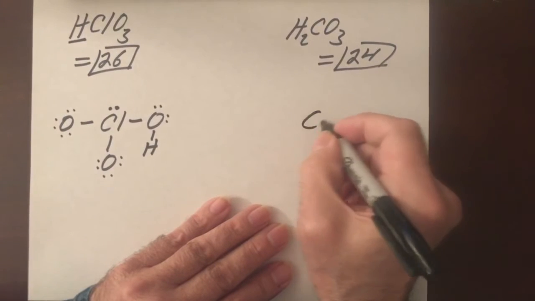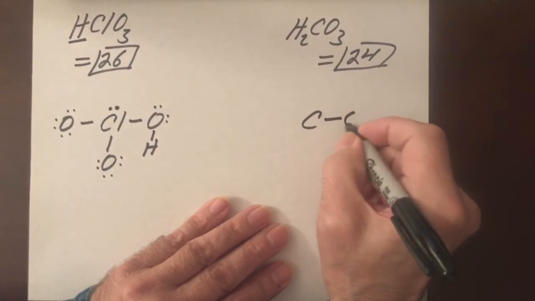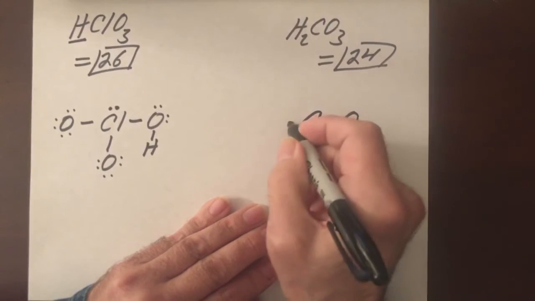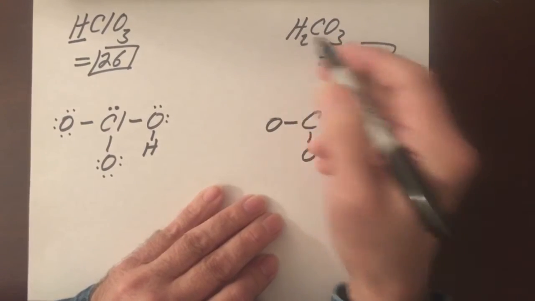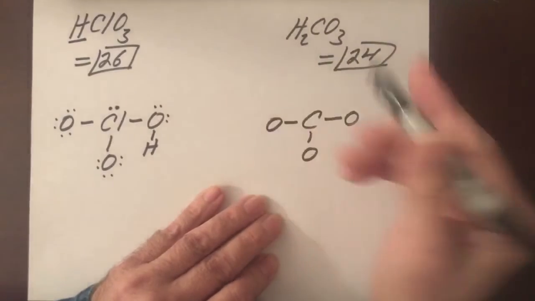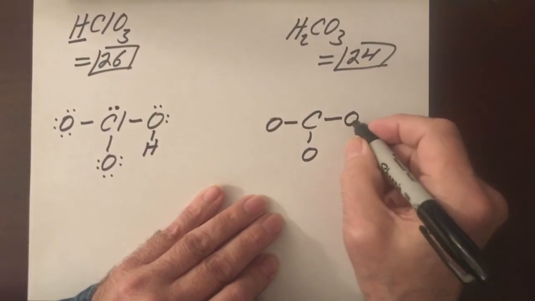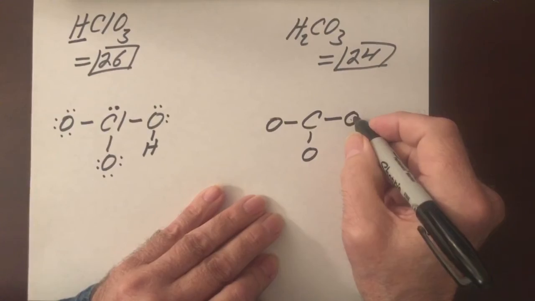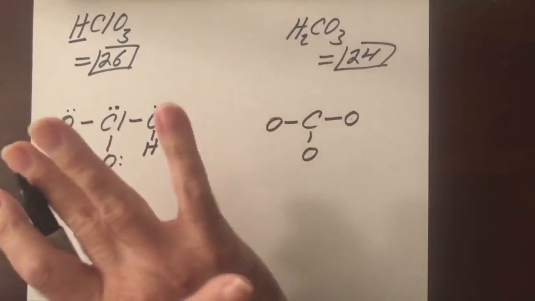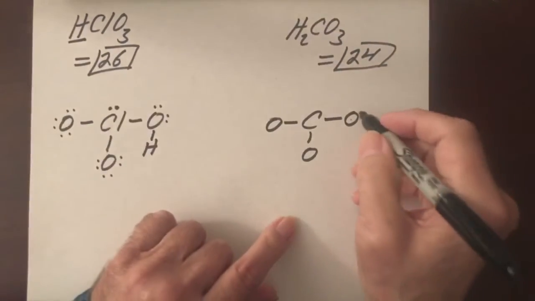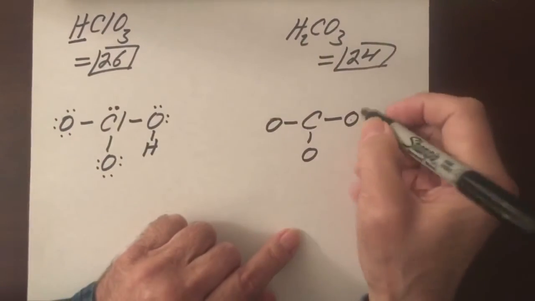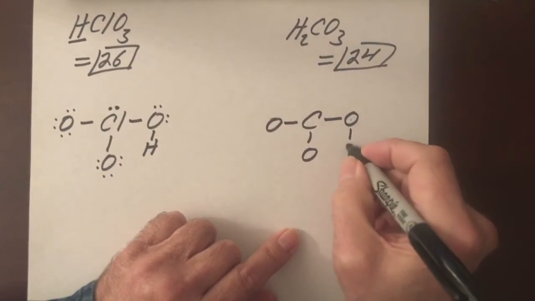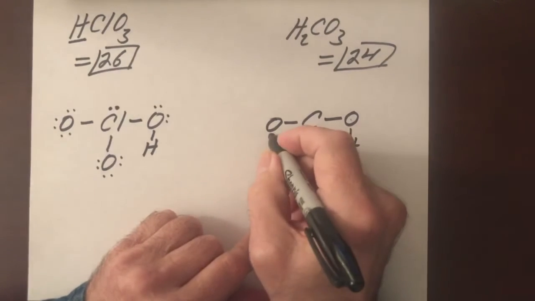So carbon's going to be in the center. And you have 2 hydrogens. Now the hydrogens, you want to spread things out. If you put both the hydrogens on the same oxygen, again, you think symmetry, you want things spread out. So if you were to have both hydrogens on the same oxygen, things are kind of lopsided. So I'll put 1 hydrogen over here and 1 hydrogen over here.